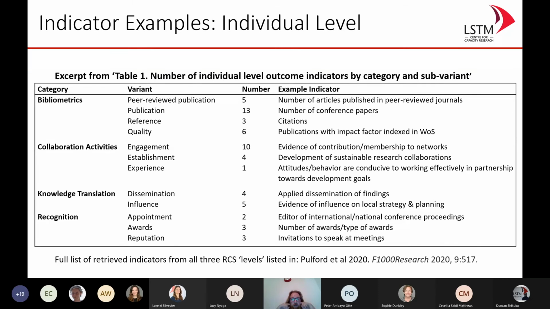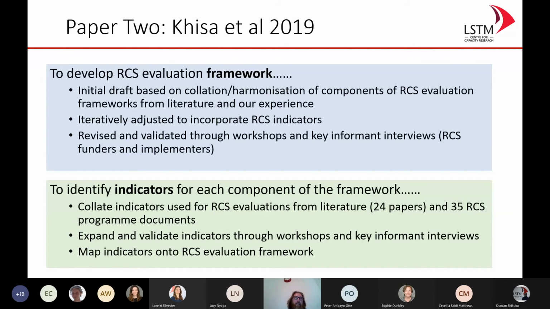What I really wanted to note with this slide is that the full list of retrieved indicators from across all 3 levels, so that full list of 668, is available in the Pulford et al. publication. So if you're looking for inspiration, that might be one place to find it. But as I noted, the take-home message was there are a lot of indicators out there, but maybe they're not much chop.